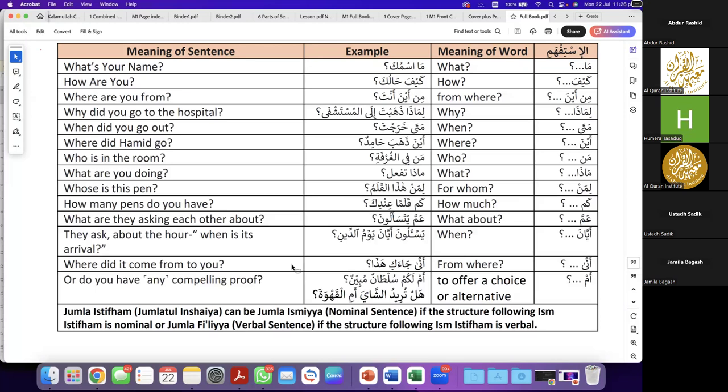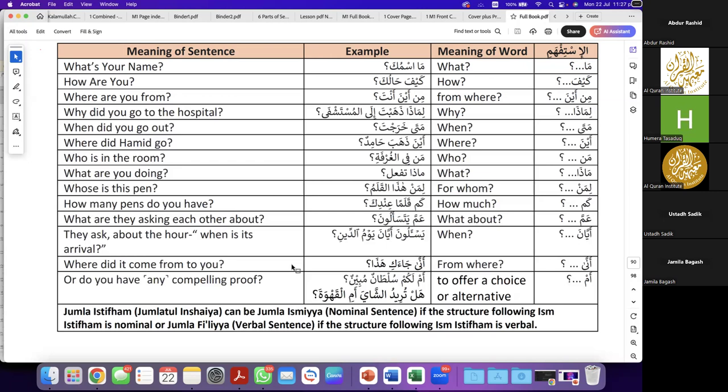Next one is limadha, why? Limadha dhahabta ila al-mustashfa? Why did you go to the hospital? Simple as that. Limadha is why. Please remember this. Limadha. Next is mata, when. The example is mata kharajta. Kharajta means you went out. So if we ask mata kharajta, it means when did you go out?